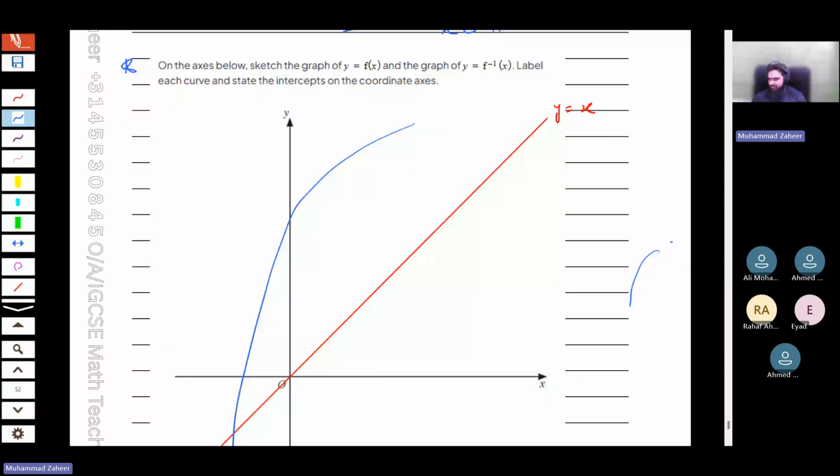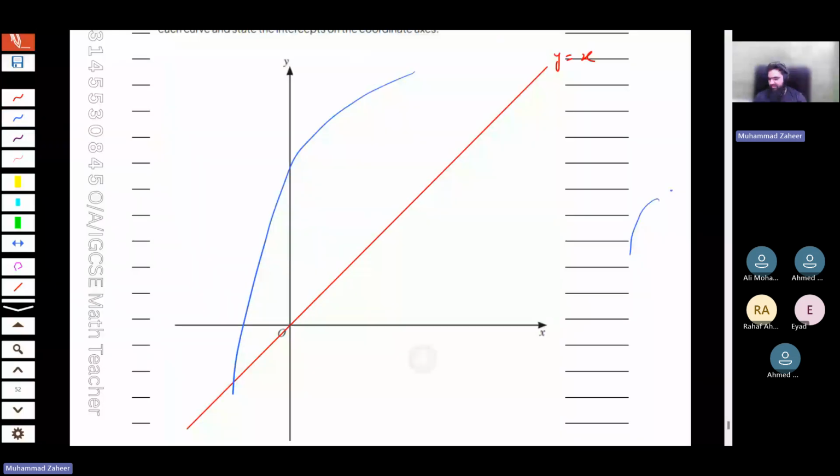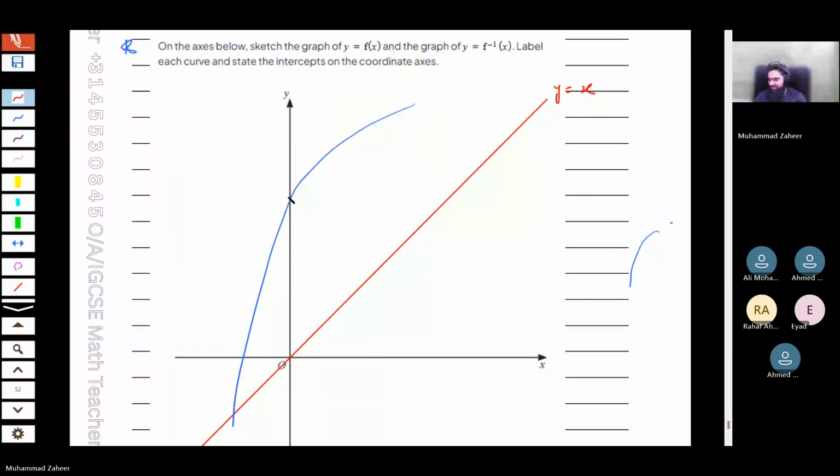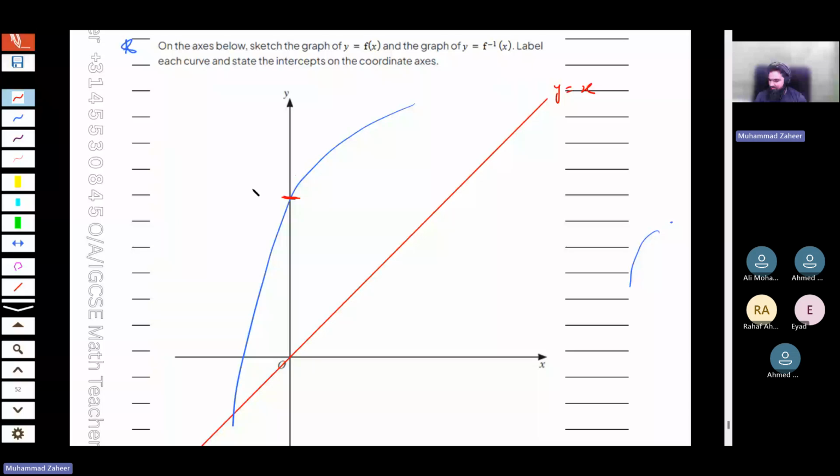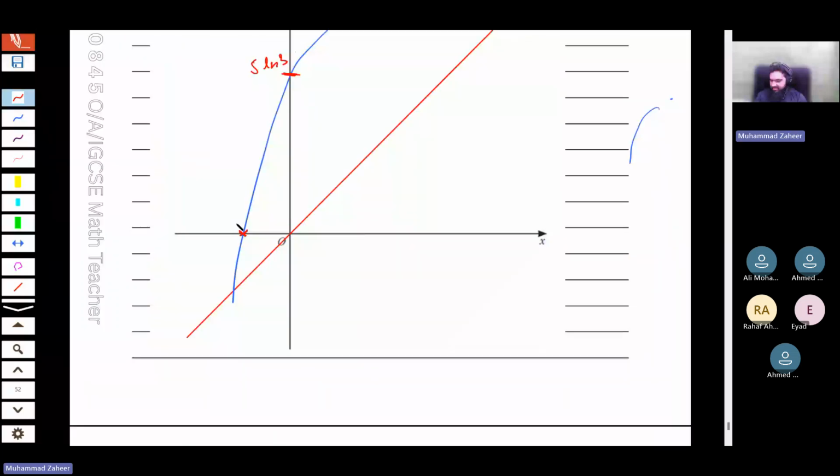But obviously we have something plus and minus. We are not going to talk about transformation. That's why I just find the x-intercept and y-intercept. So we are going to get the y-intercept as 0 comma 5 natural log of 3. So this is the value, 5 natural log of 3. It is 5 point something. And the x-intercept that I'm going to get is minus 1 comma 0.